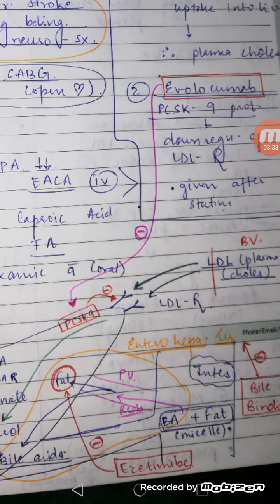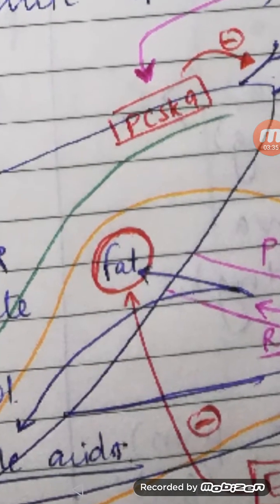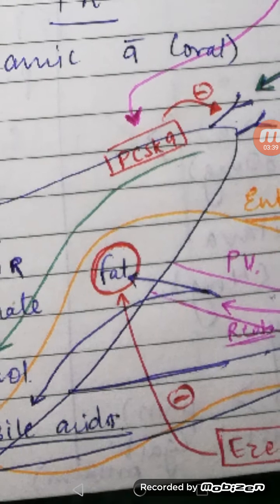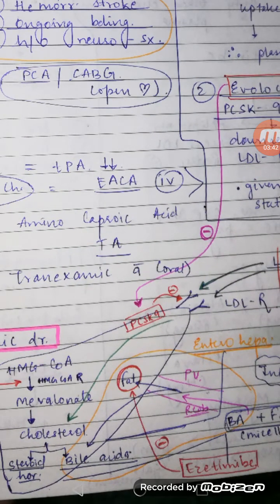And another fourth thing happens, you can see this fat. This fat is getting absorbed into the liver. It is coming from the portal vein. So the absorption of fat into the liver, which is coming via the portal vein, this is site number 4.